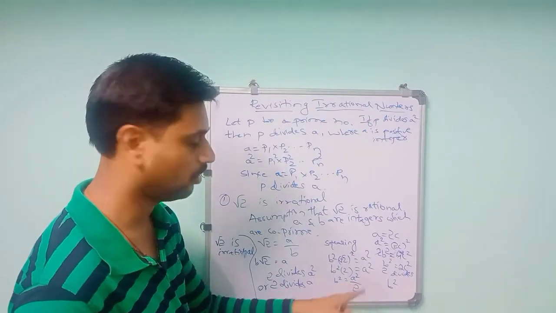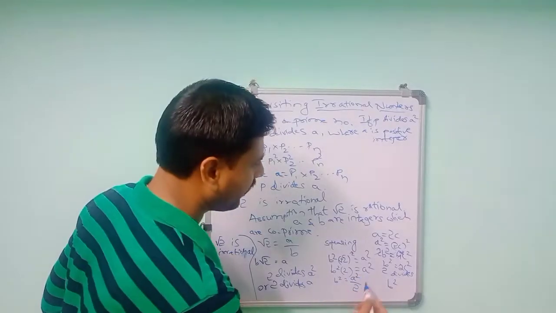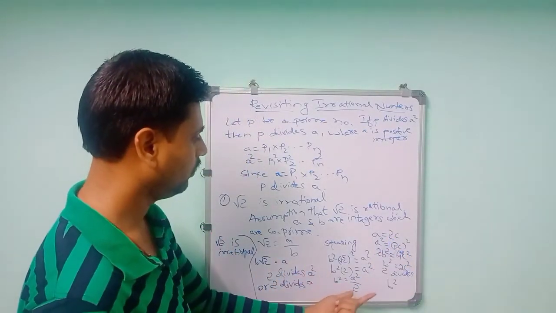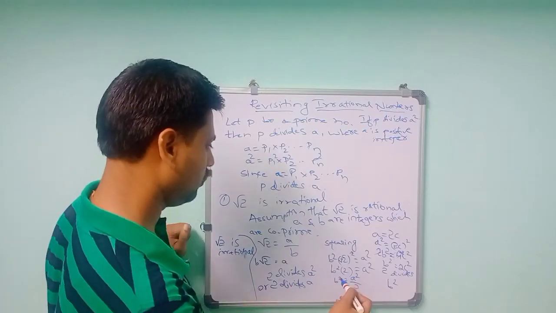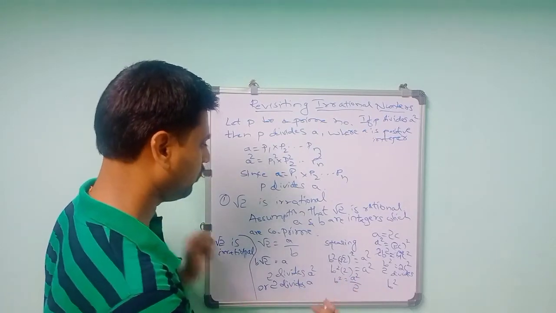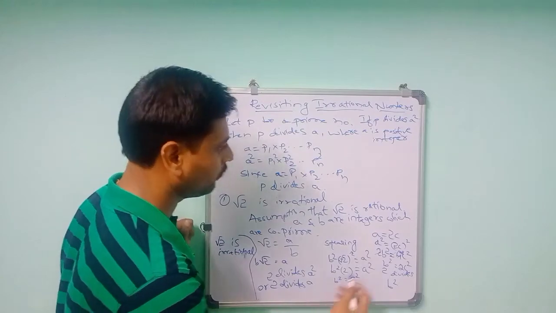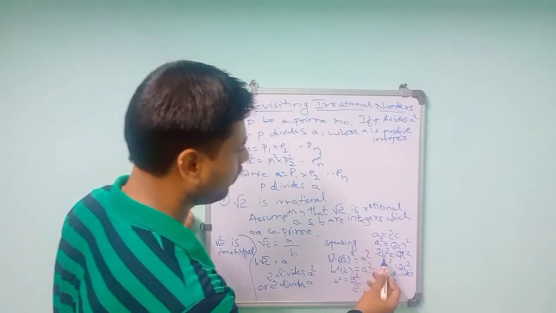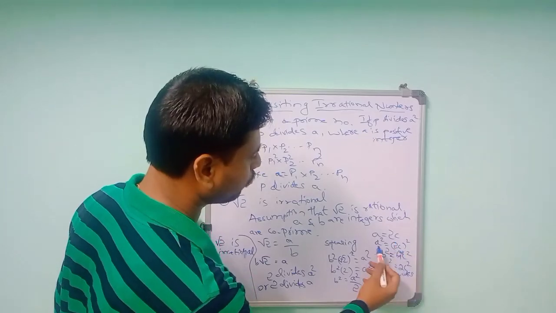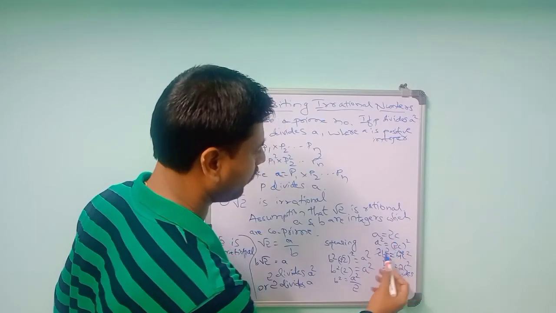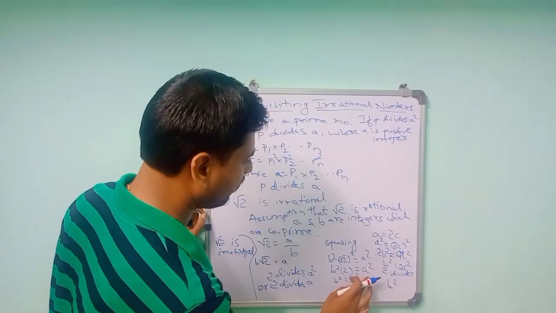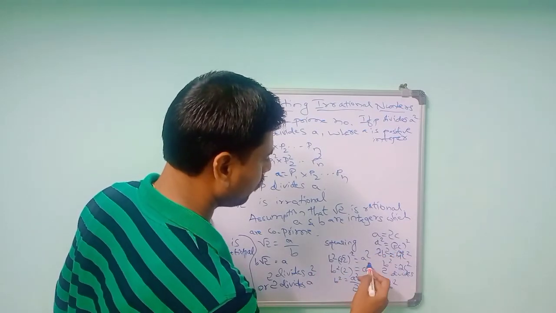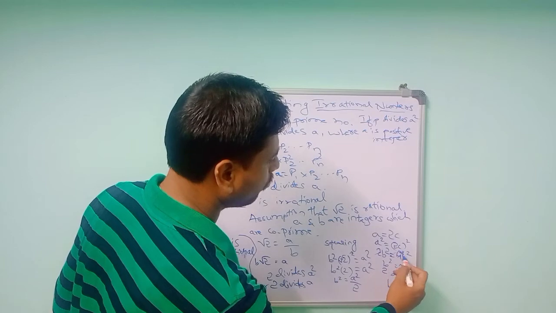A is a positive integer. So, if you substitute a is equal to 2c, because 2 divides a, you have to take a is equal to 2c. Then again you have to square on both sides, where c is some integer. So a square is equal to 2c whole square. In place of a square you put 2b square is equal to 4c square.